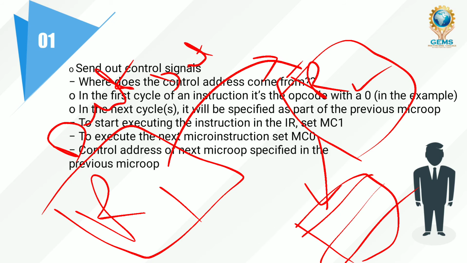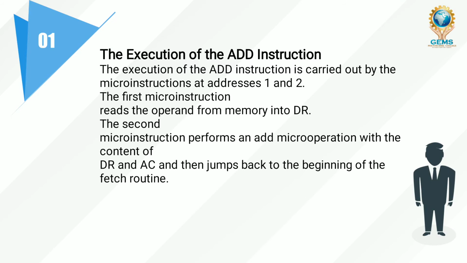So here, instruction registers are there, and the cycles are there. These are all things we have to follow to do the execution of micro instructions. So I will show you how instructions are executing.